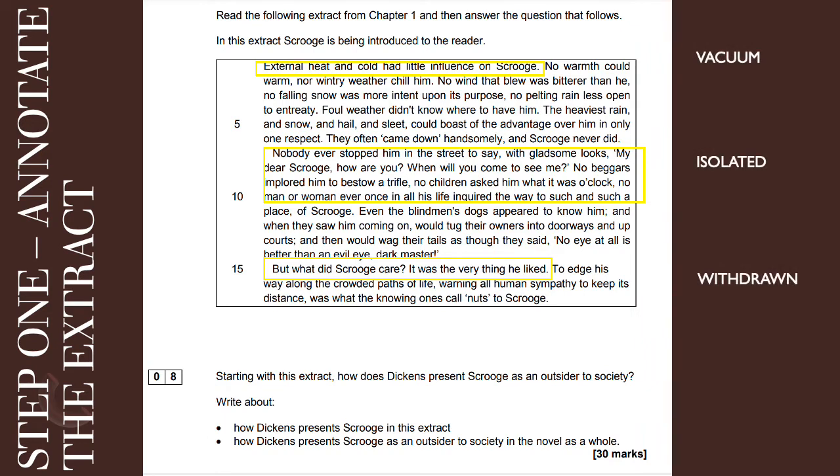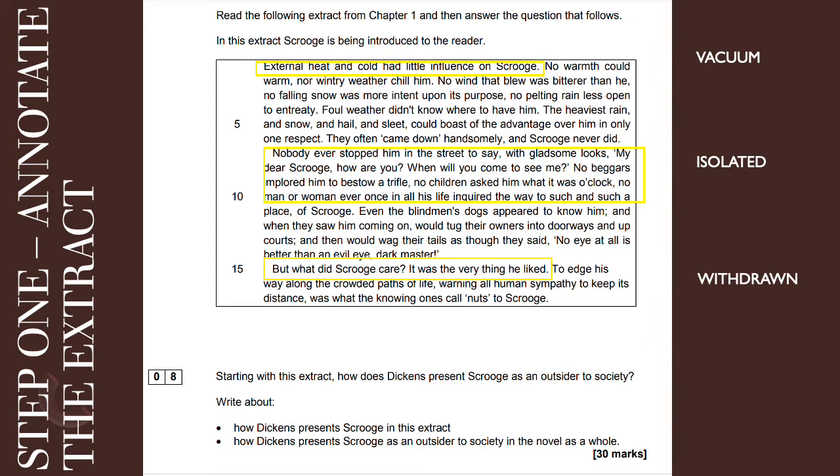So, the reason I chose the first quote, external heat and cold had little influence on Scrooge. That whole opening paragraph talks about how external things seem to have no effect on Scrooge whatsoever. This presents him as an outsider to society because, in my view, it almost presents him as being in some sort of vacuum, in some sort of bubble in which he exists separate from society.